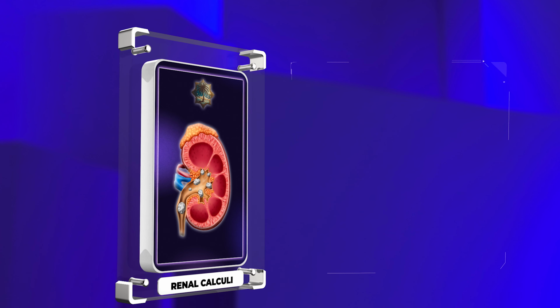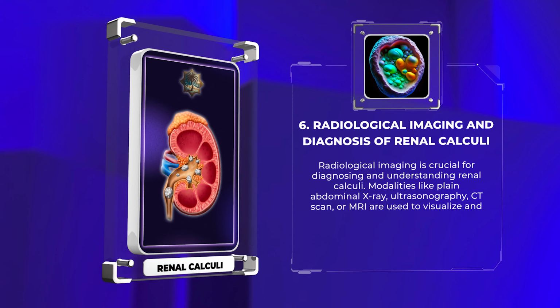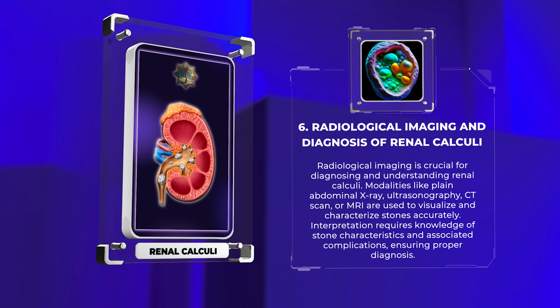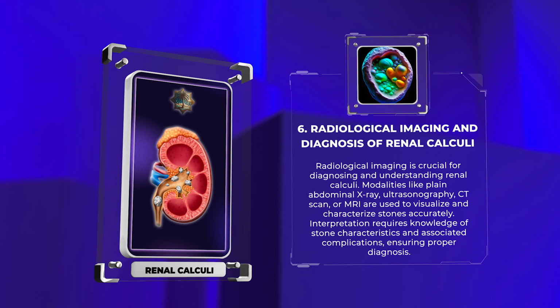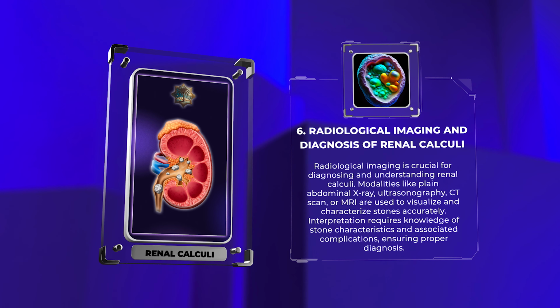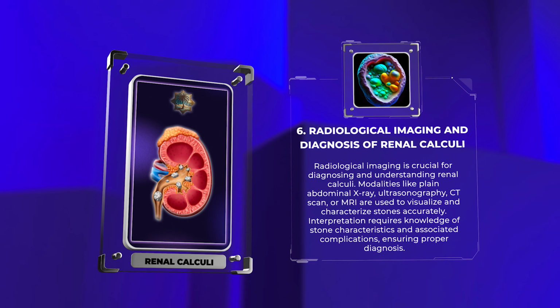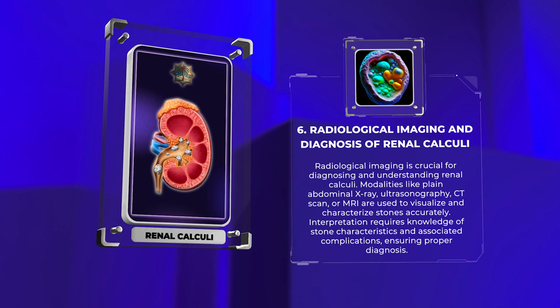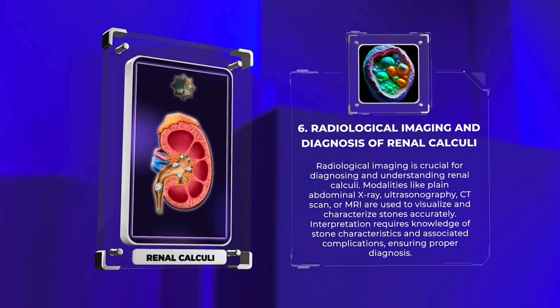Radiological imaging is crucial for diagnosing and understanding renal calculi. Modalities like plain abdominal X-ray, ultrasonography, CT scan, or MRI are used to visualize and characterize stones accurately. Interpretation requires knowledge of stone characteristics and associated complications, ensuring proper diagnosis.